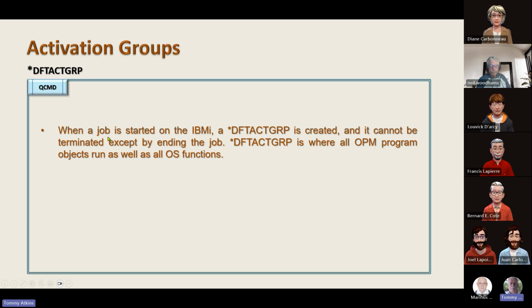Right, so we have the 2 types of jobs. It's a batch job and an interactive job. There are others, but we won't go into those. They're rare. You can't terminate an activation group except by ending the job. And the default activation group is where all original program model and OS functions run. All operating system functions run in the default activation group.